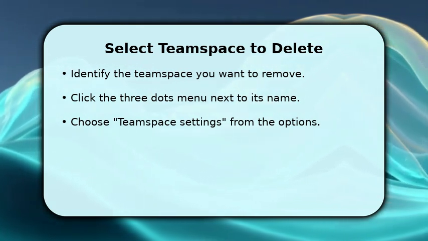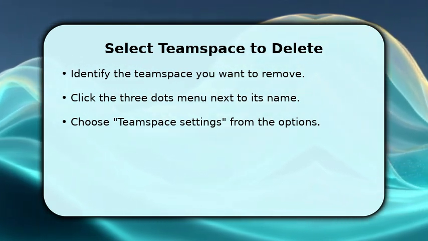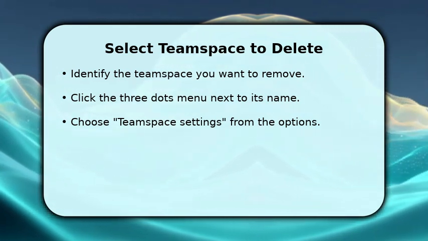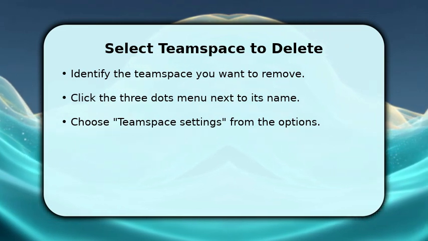Next to its name, you will find a 3 dots menu. Click on this. A drop-down menu will appear, and from there, you should select the Teamspace settings option to proceed.